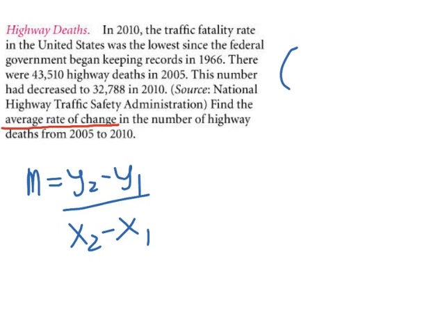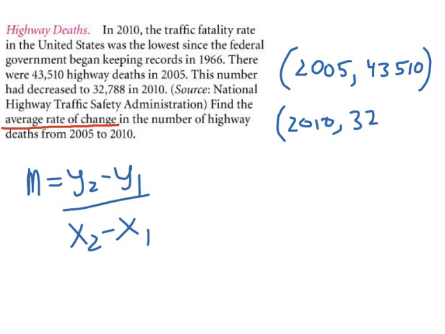So what we really have here is 2 points. We have the year 2005 with 43,510 deaths, and we have the year 2010 with 32,788 deaths. Alright, so what they've done in this word problem, they've given us 2 points. From the wording of the word problem, they told us which numbers should be x's and which ones should be y's. So now we're all set. We find our slope.